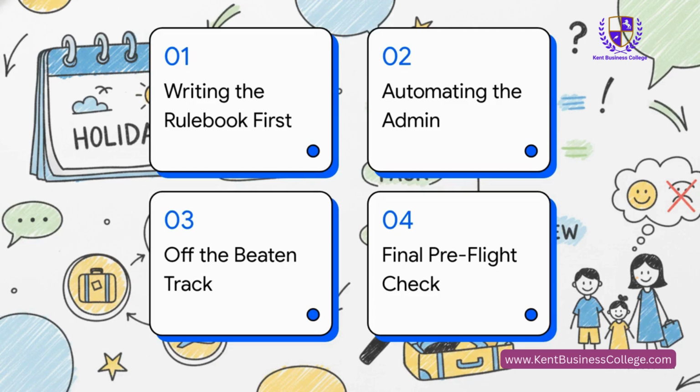So, here's our little itinerary for today. We've just survived the holiday nightmare. Next up, we're going to look at why you should write the rulebook first. Then we'll automate the boring admin, go a bit off the beaten track, and finish up with a final pre-flight check. Right, let's get into it.